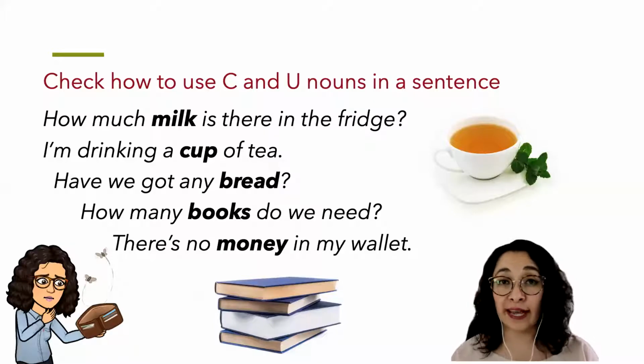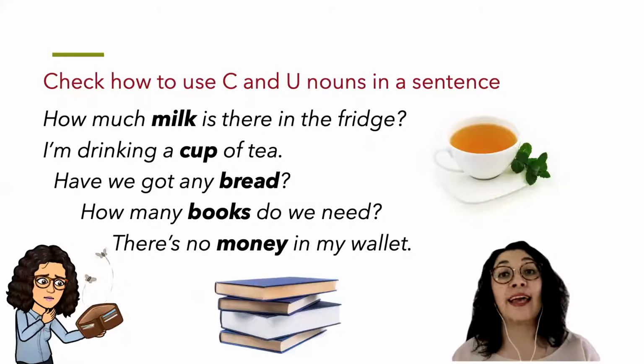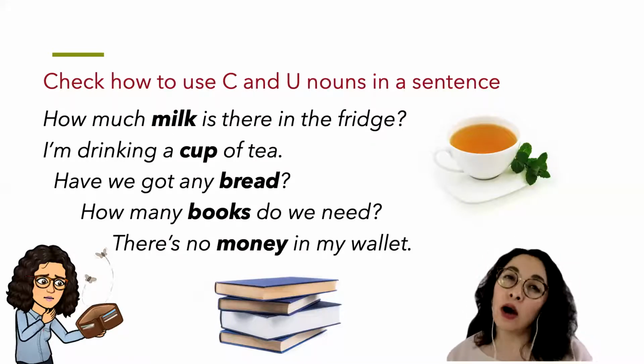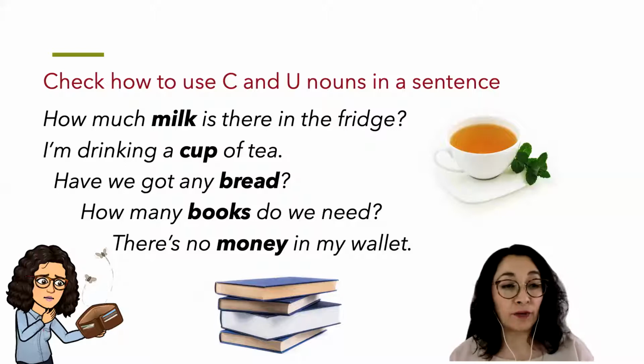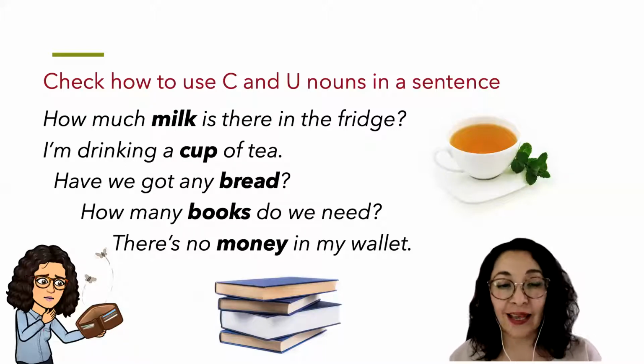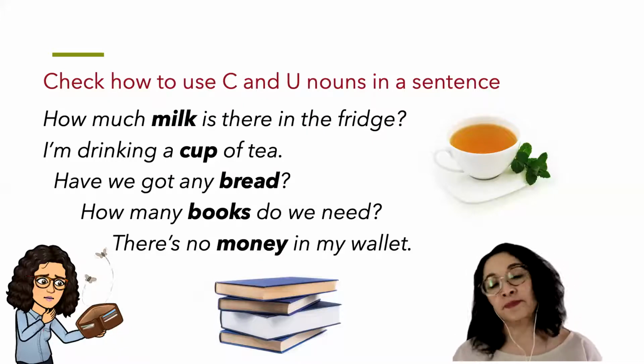Check how to use countable and uncountable nouns in a sentence. How much milk is there in the fridge? Milk is uncountable. I'm drinking a cup of tea. Tea is uncountable. Have we got any bread? The word bread is uncountable.